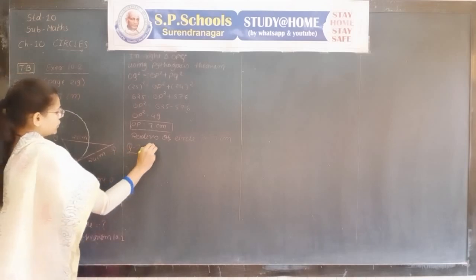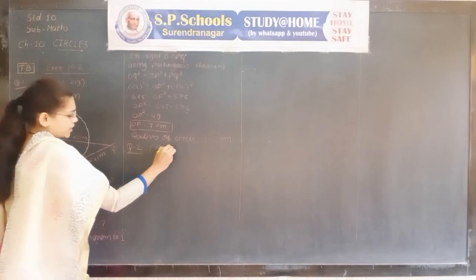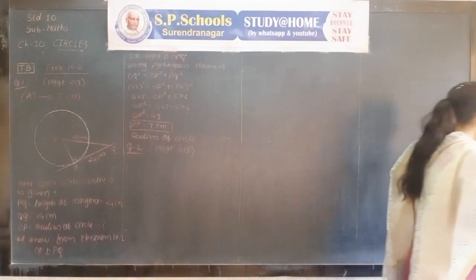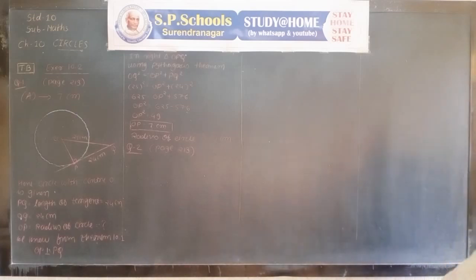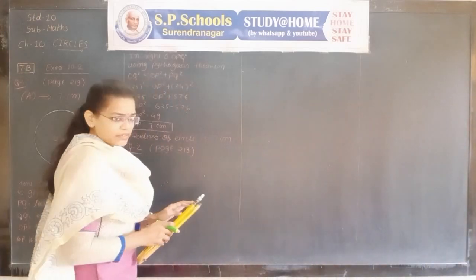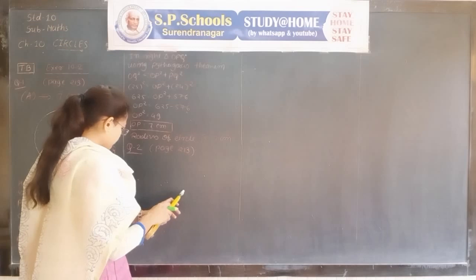Now see the next question, number 2 on the same page 213. Figure 10.11. One figure is given. The same figure I am drawing on our blackboard. If the figure is not given, we are also able to draw it.